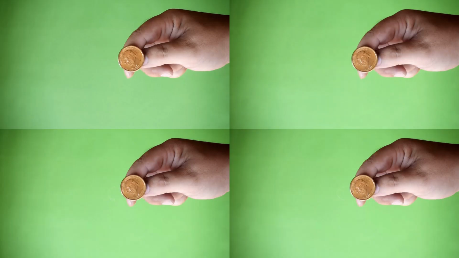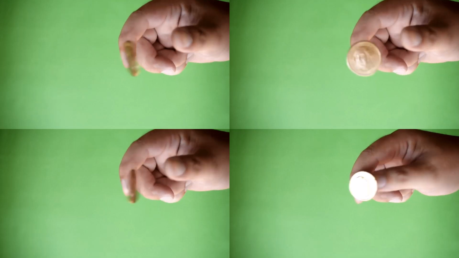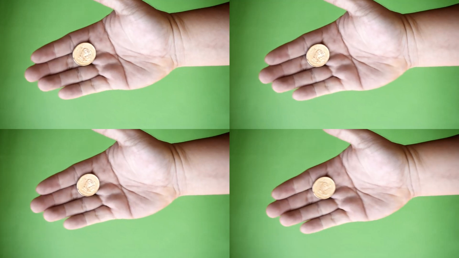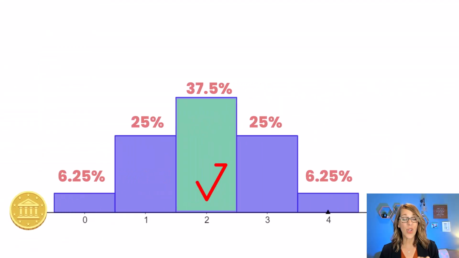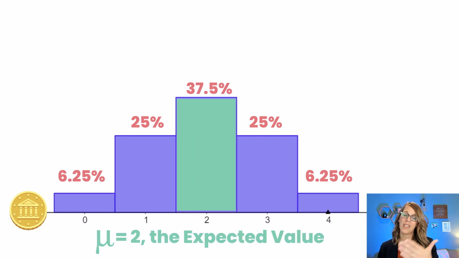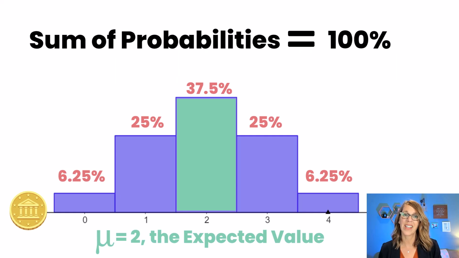Okay, next, we're going to flip 4 coins. How many tails do you expect to get? If you said 2, you are absolutely correct. We call this our expected value. Notice that letter mu shows up again. So mu is our expected value. If I were to add up all of these probabilities here, we end up with 100%.